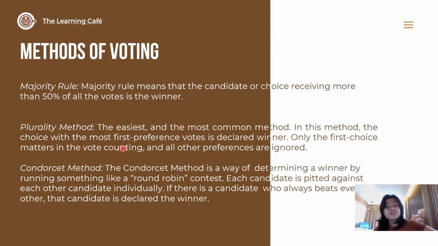Next, Condorcet method. It is a way of determining a winner by running something like a round-robin contest. Each candidate is pitted against each other individually. If there's a candidate who always beats every other, then that is the winner.